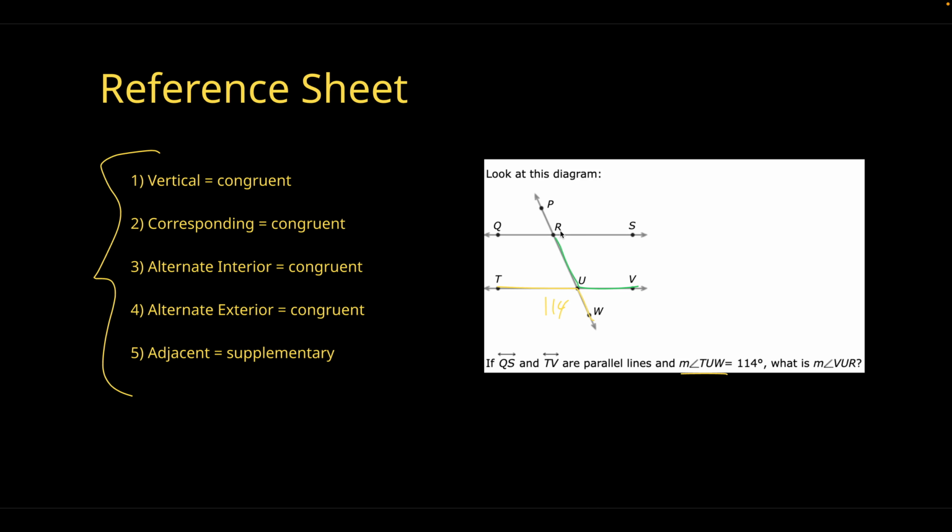VUR. Well, we should recognize that these are vertical angles. On our reference sheet, vertical angles are congruent. So if they're vertical angles, then the answer must also be 114 because they're the same. VUR is 114 degrees. So this reference sheet will work for all the different types of angles.